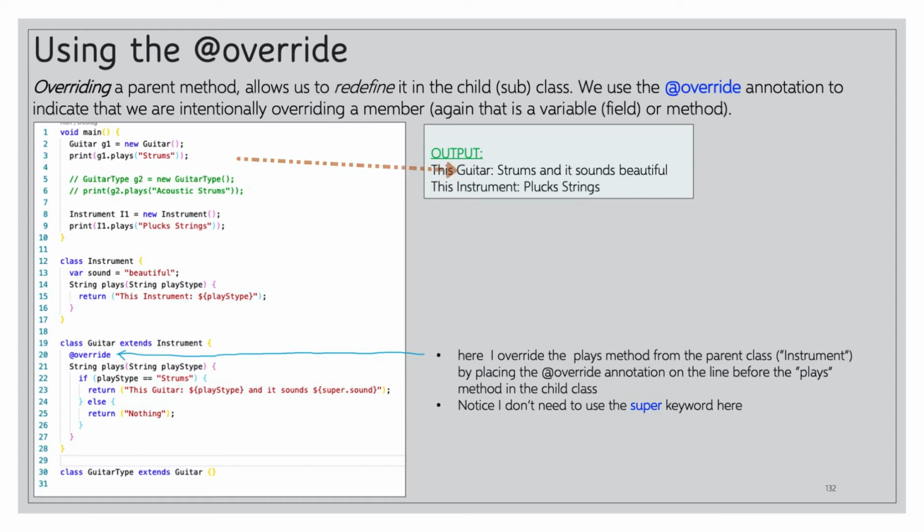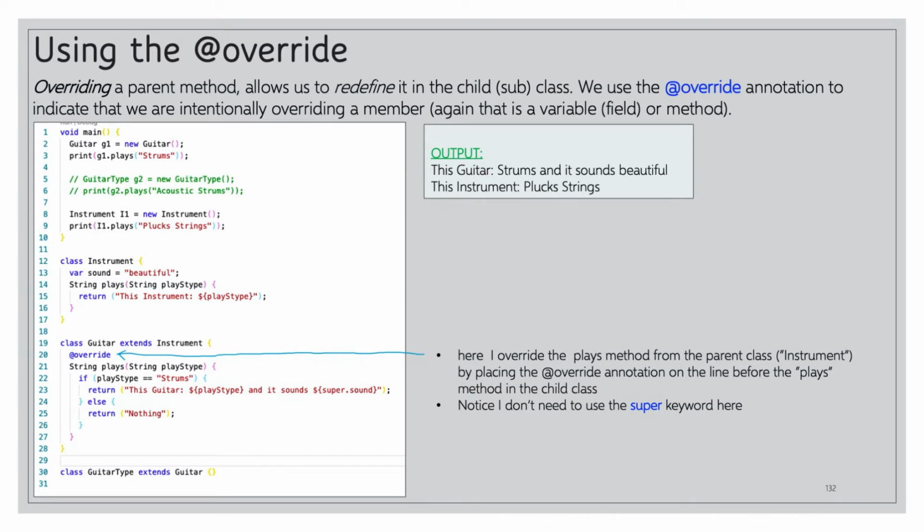Why is that? Because I overrode this method in the child class Guitar, and I have an if statement. If playsType equals strums, which is what I'm passing in as an argument, then return the guitar, string interpolation, take whatever I'm passing in, playsType, which is strums, and it sounds, then super.sound. And sound is from what? The parent class, and it's set to beautiful. So I get the guitar strums, and it sounds beautiful.